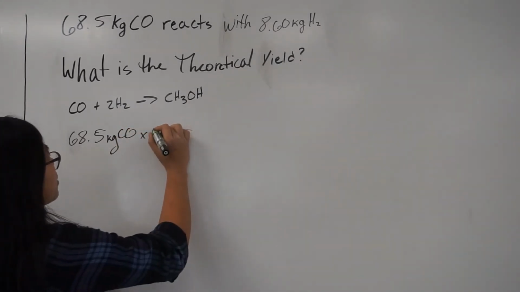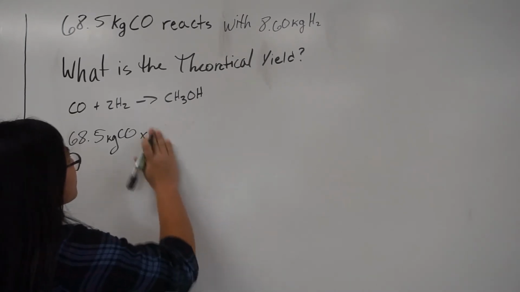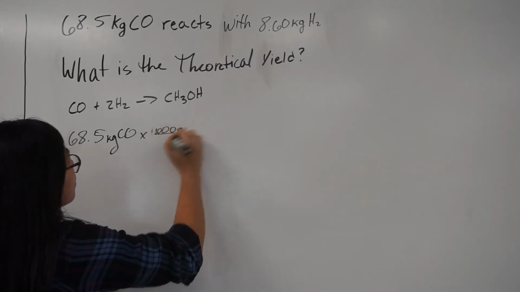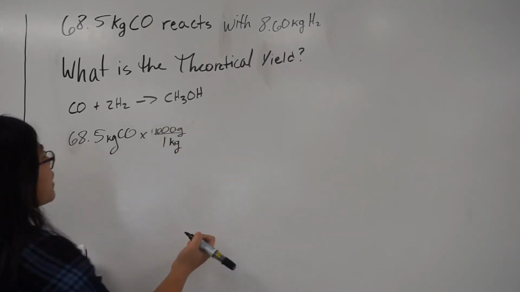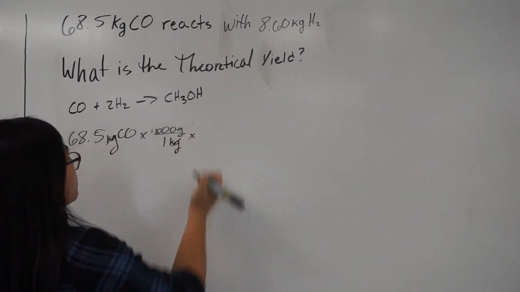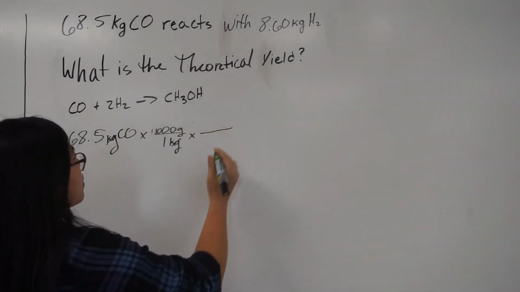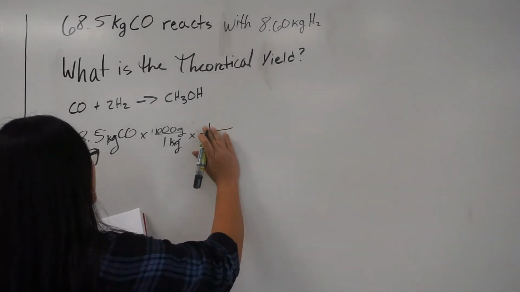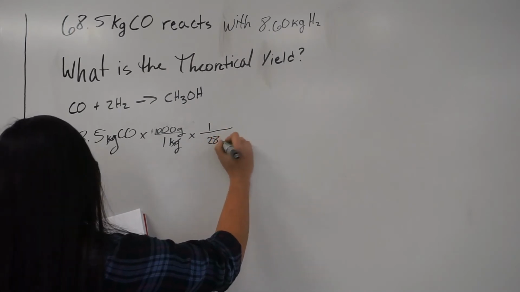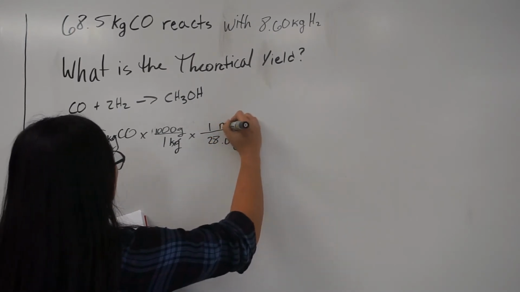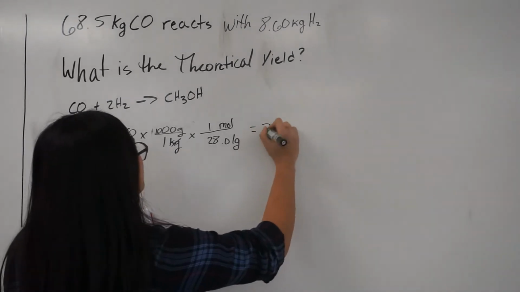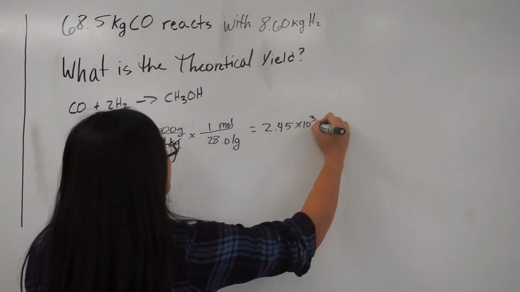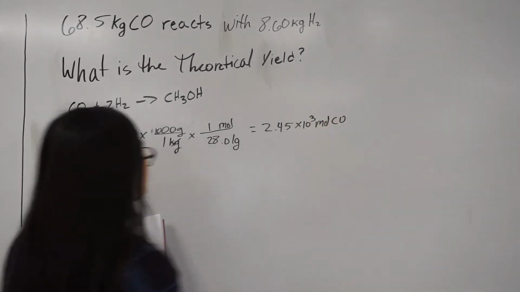But first we need to change it to grams. Like so, so that the kilograms will cancel out. And then you will multiply this by the molecular weight, which is 28.01 grams to equal 1 mole. This will come out to be 2.45 times 10 raised to the third moles of CO.